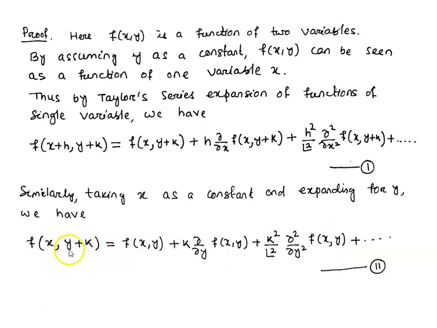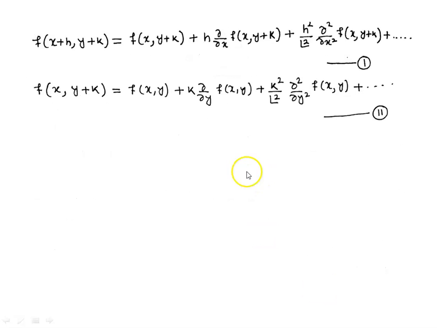On the left hand side, here it is y plus k. On the right hand side, it is written as y. So this is also we have treated as a function of single variable in this case also by taking x as a constant and expanding f(x, y) for y. Let us denote this expansion as equation number 2. Now we have two equations, equation 1 and equation 2.